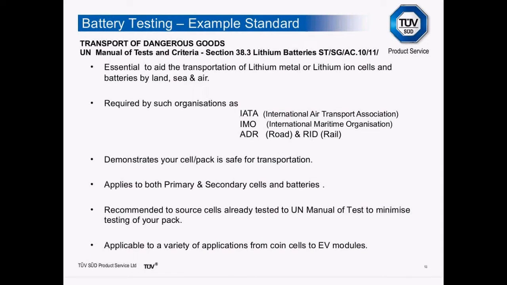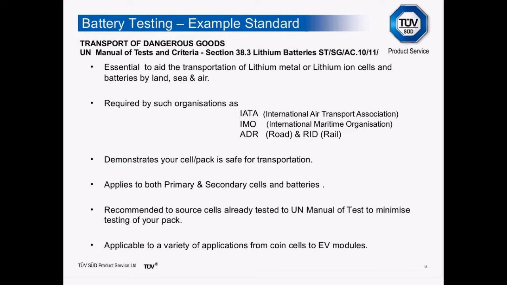An example standard we have chosen today is the UN Manual of Tests. This is a good standard to look into because it is required irrespective of the end application, or whether it is a battery or a cell, or whether it's primary or secondary. The standard is essential to help demonstrate that your cell or battery is safe for transportation, and applies whether it's being transported by land, sea or air.